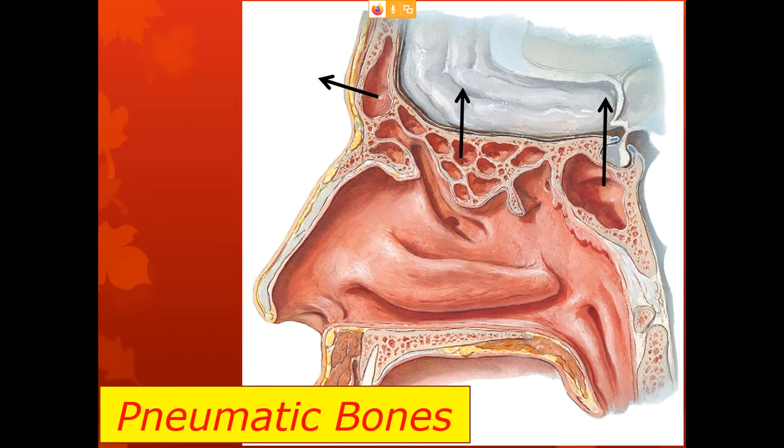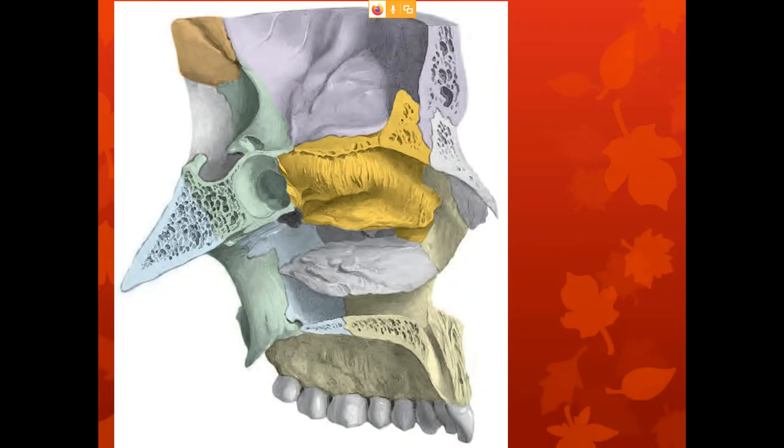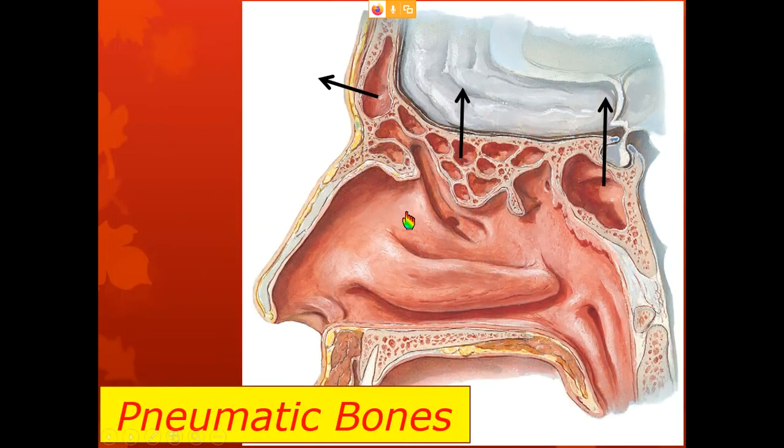Then, as I told you earlier, the pneumatic bones have spaces inside. Here you can identify a space, and in this part also you can identify some space. The bone we are identifying over here is the ethmoid bone, and this ethmoid bone also has space.